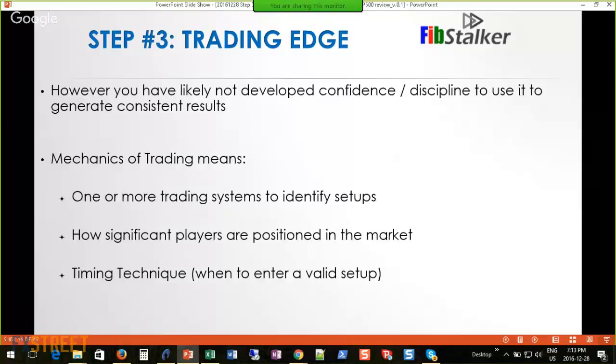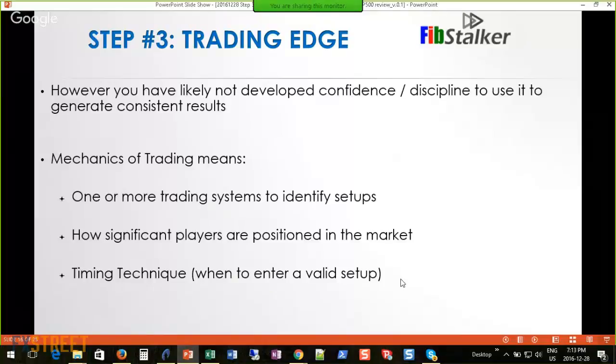Of course, as part of the mechanics of trading or trading edge, you need a timing technique which tells us when to enter a valid setup. The fact that we have a valid setup doesn't mean that setup will be participated. And we don't know that until we test it, we prove it by applying a timing technique.